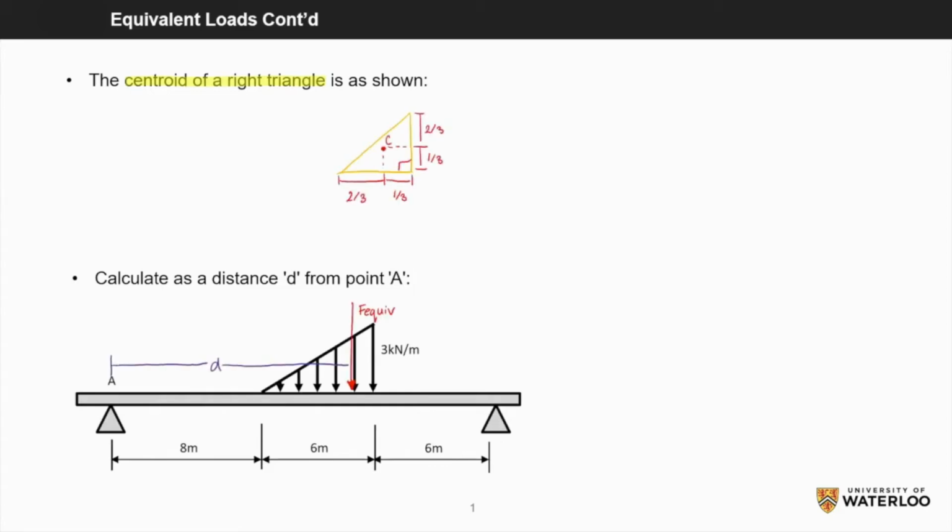So, to calculate the centroid as the distance represented by the variable d from point A in the diagram, we will need to add together the length of the beam from point A to the left end of the DL, which is 8 meters, with the distance from the end of the DL to the centroid of the right triangle, which in this case is 2/3 multiplied by the total length of 6 meters. This gives us a final answer of 12 meters.